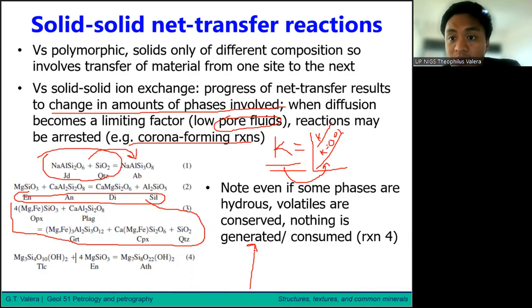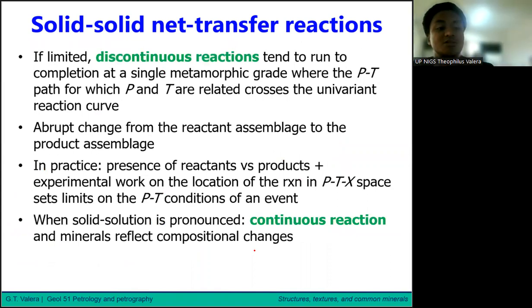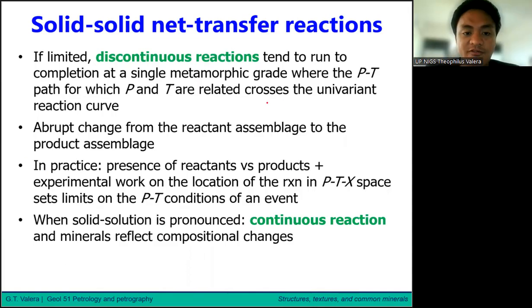A subgroup of solid-solid net transfer reaction is discontinuous and continuous reactions. So, you've heard about discontinuous versus continuous reactions earlier. When we say discontinuous reaction, this is a reaction which tends to run to completion at a single metamorphic grade where the PT crosses the univariant reaction curve. Okay? Or actually, invariant point.